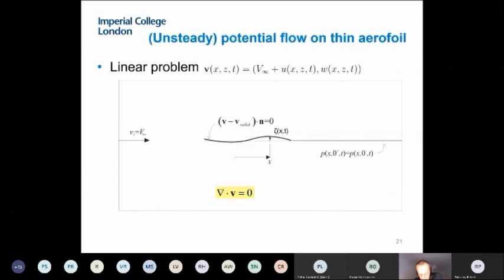Okay, let me put this in some more detail here. What we have is this problem here, which is the potential flow problem on a thin airfoil. Everything is very small, so we make linear assumptions. Therefore, the velocities of the flow are going to be written in terms of a perturbation around the mean flow velocity, V infinity, times a small perturbation in u and a small perturbation in w.